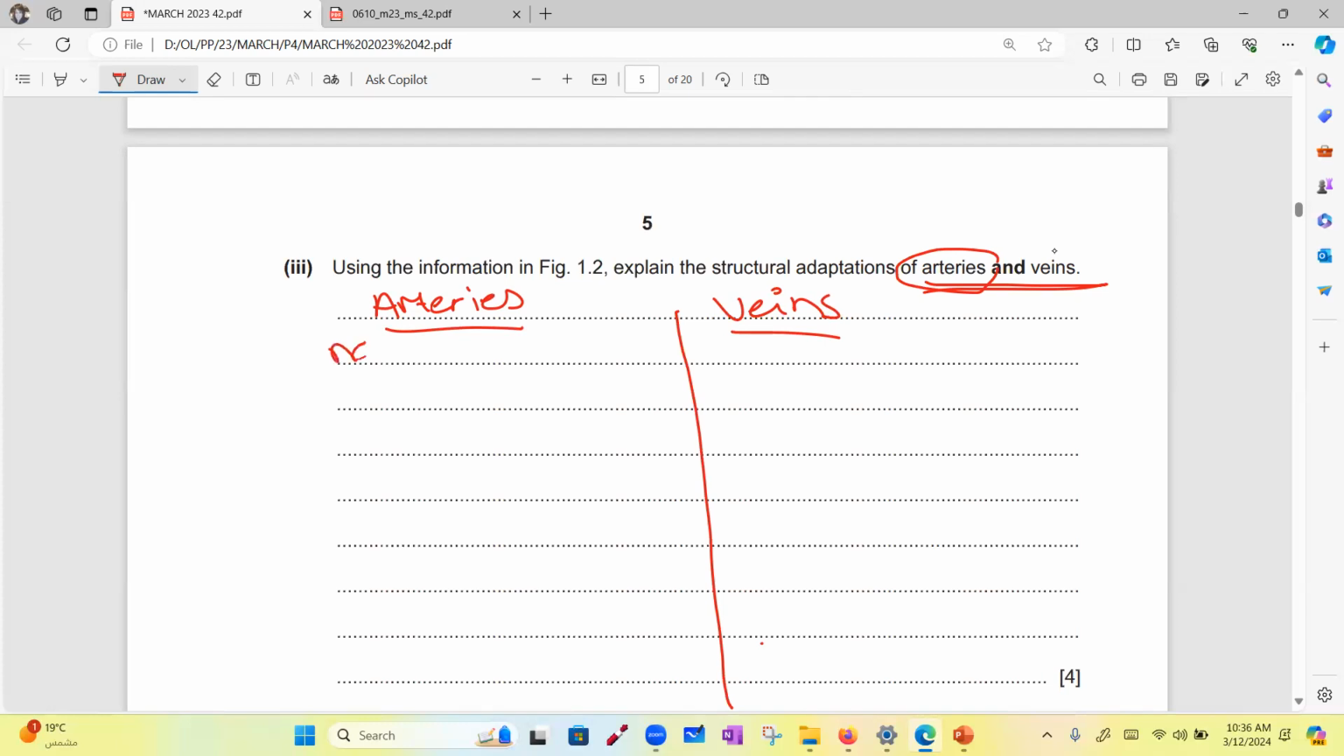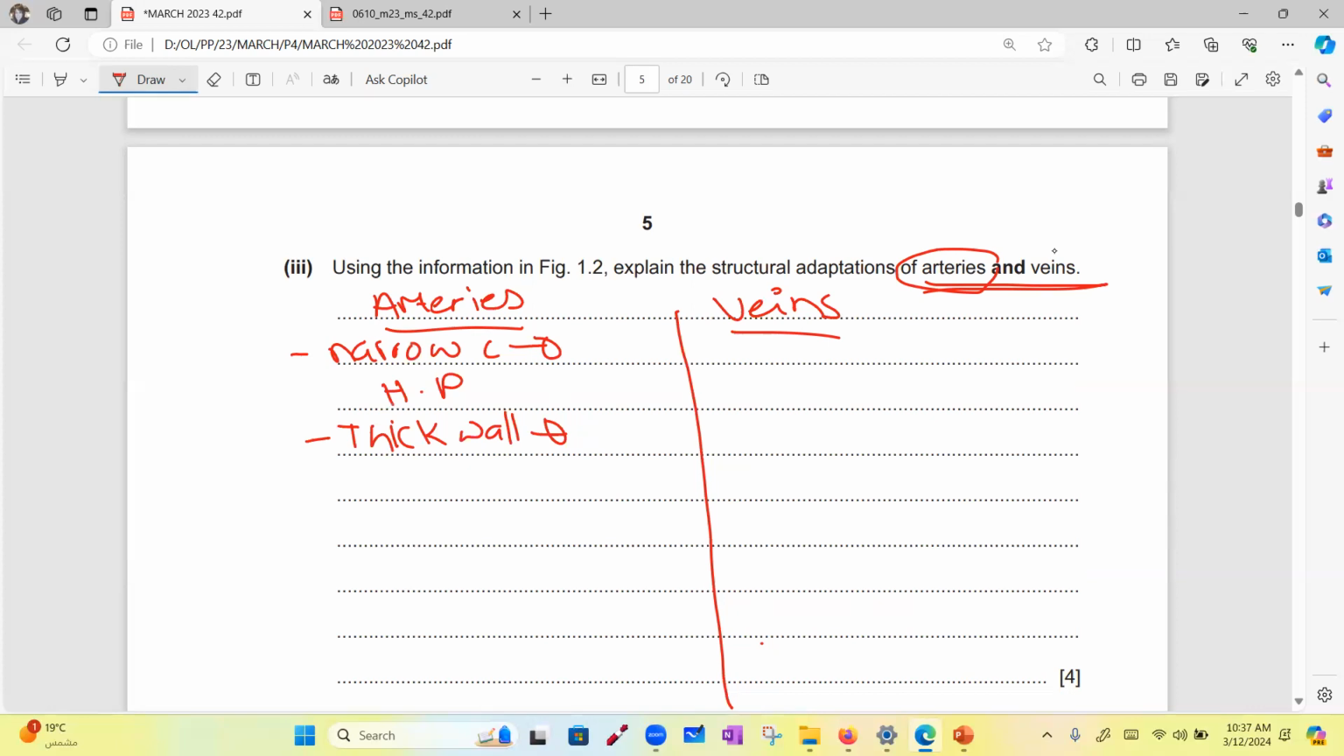Narrow lumen, very good. Why? Yes, to withstand blood at high pressure. What else? Again, very thick walls. But it's not enough to say that they're thick. What do they contain in those walls? Which tissues? Muscular, yes, they have thick muscles, elastic fibers, collagen. I think I mentioned that. They have lots of elastic fibers to make them elastic so that they can stretch and recoil and stretch and recoil. So I have very thick walls.